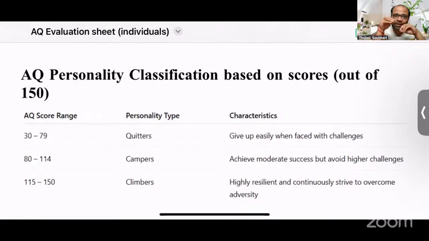So I should give you some theory. That is why I'm getting into the theory, and then I'm giving you the practical aspect. Just for your information, the AQ formula is like this: AQ equals IQ plus EQ plus SQ, divided by 3. The average of all the three will give you AQ.